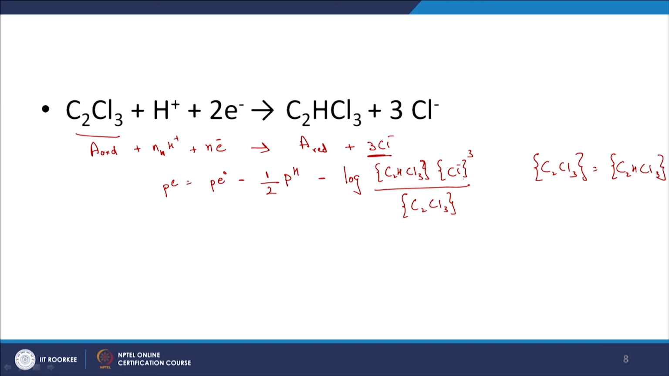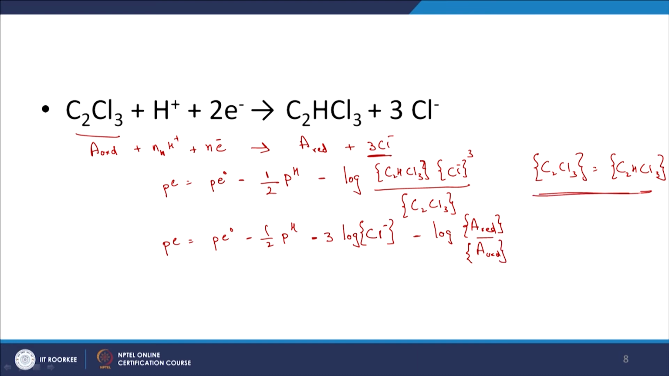Let us try to take the Cl minus term outside. So, it is going to be pe equal to pe naught minus 1 by 2 pH, and we are going to have minus 3 log Cl minus activity, minus log of the reduced form by the oxidized form, right. And obviously, when will this particular equation be valid? When pe is equal to this set of variables, yes.